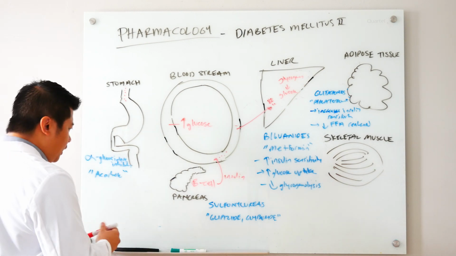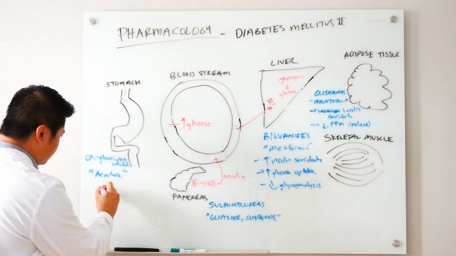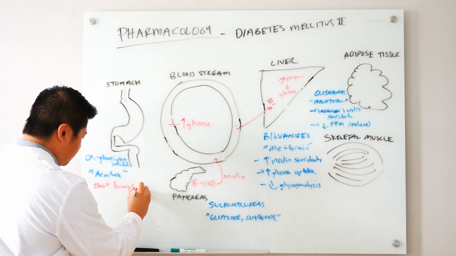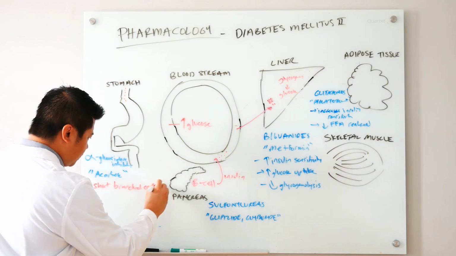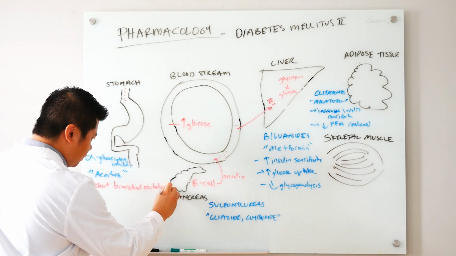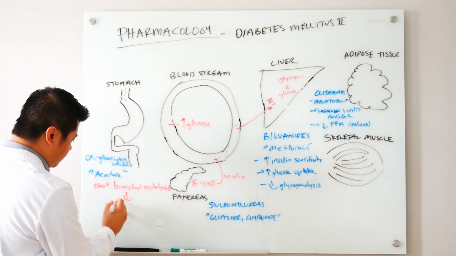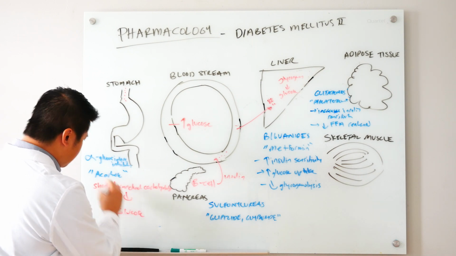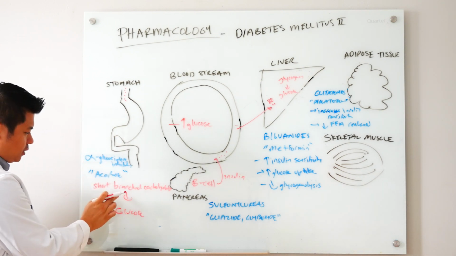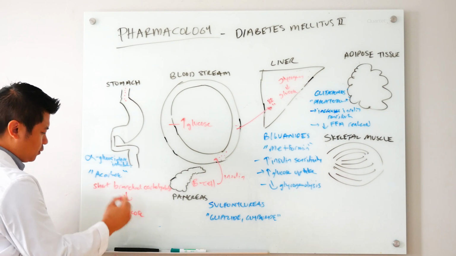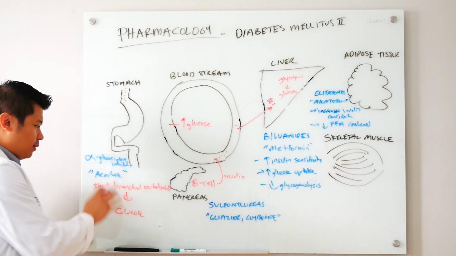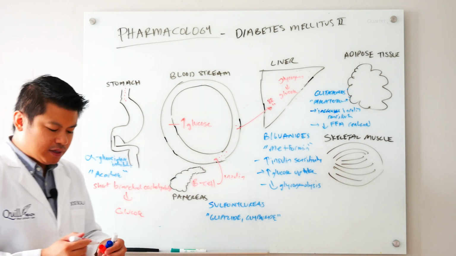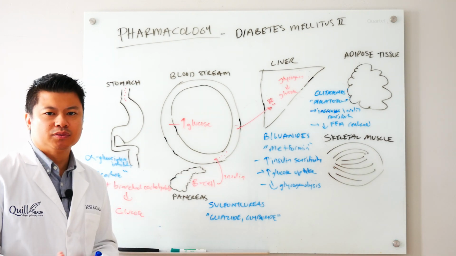So again, what happens is we have these short branched carbohydrates, and then they're broken down into glucose. The alpha glucosidase enzyme is the catalyst for that breakdown into glucose. The medication then inhibits this enzyme here, therefore causing a decrease in glucose absorption.